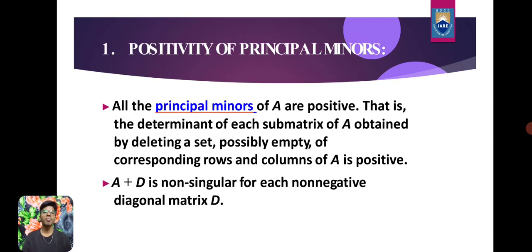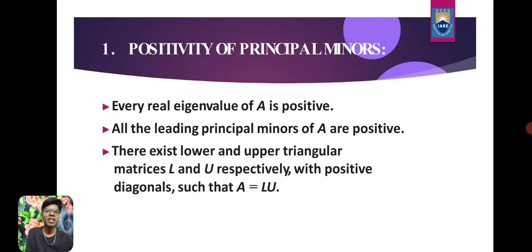Coming to the first point, positivity of principal minors. All the principal minors of A are positive, that is, the determinant of each submatrix of A obtained by deleting a set, possibly empty, of corresponding rows and columns of A is positive. A plus D is non-singular for each non-negative diagonal matrix D. Every real eigenvalue of A is positive. All the leading principal minors of A are positive. There exist lower and upper triangular matrices L and U respectively with positive diagonals such that A equals LU.